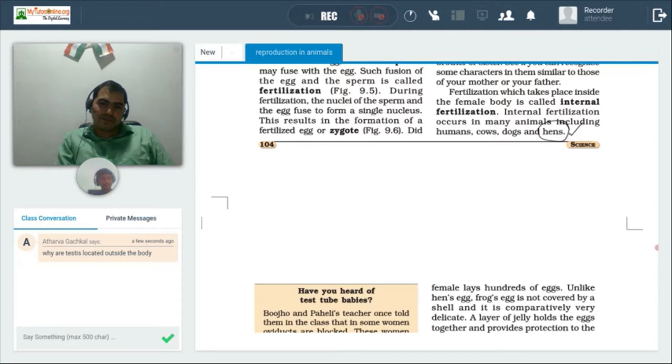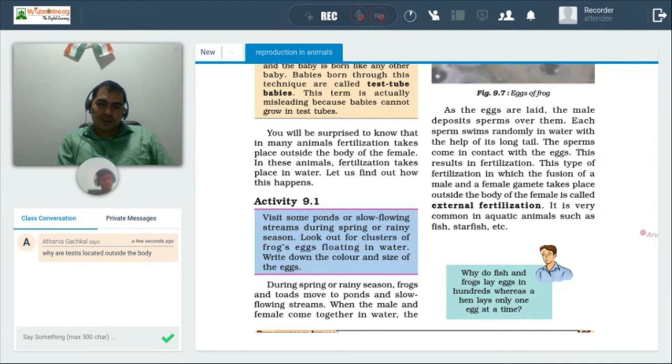So, after embryo, fetus develops. After embryo, fetus development takes place.